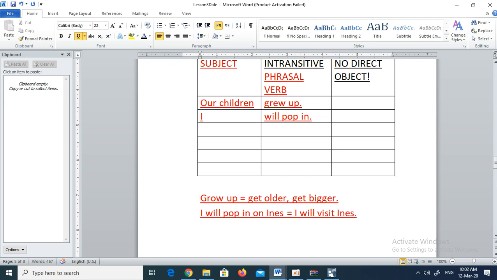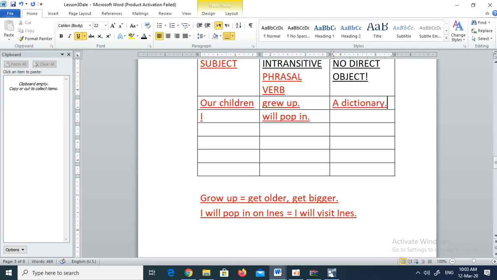Now, you can again put words in the third box. But again, the words in the third box cannot be the direct object. So you can say our children grew up very quickly, because that is an adverbial phrase. It is not a direct object. You can say our children grew up too fast, because that is another adverbial phrase. It is not a direct object. What you cannot say is our children grew up a dictionary. It doesn't work. You cannot use the intransitive verb to govern a direct object.